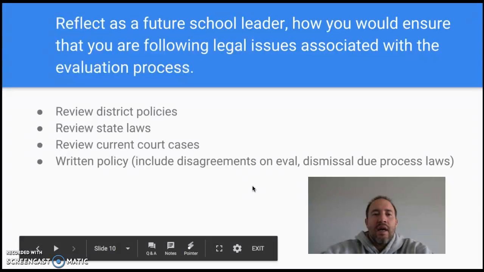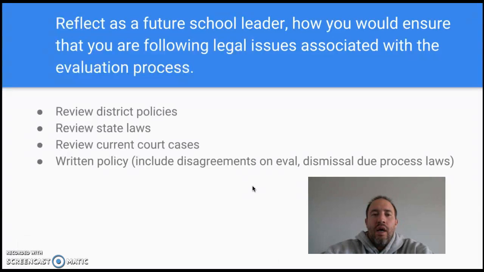As far as reflecting on this as a future school leader, I would definitely review the district policies with district administrators to make sure I knew exactly how we were doing things. Because like I said, if I was an administrator in our district currently, it's a very broad policy there. So I know there has to be more in-depth policies written somewhere. Review the state laws on teacher evaluation and dismissal and so on. Keep up on current court cases that are going on to know what's going on, what are the courts saying, so we can make sure we're staying up to date.